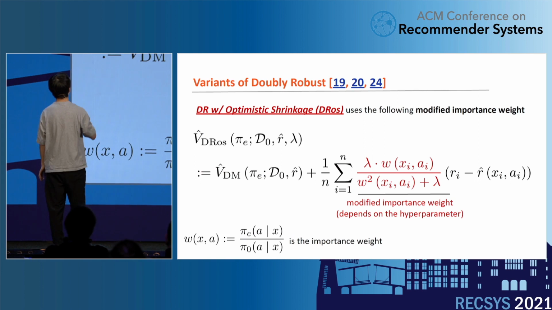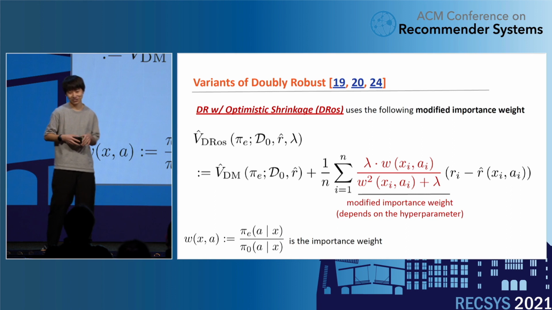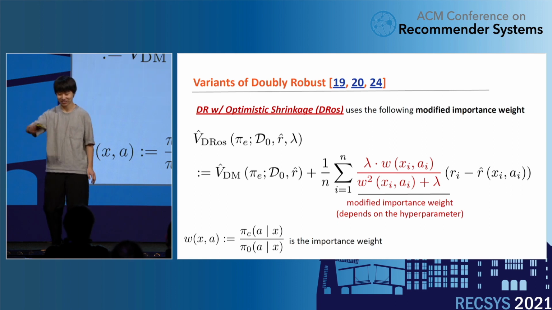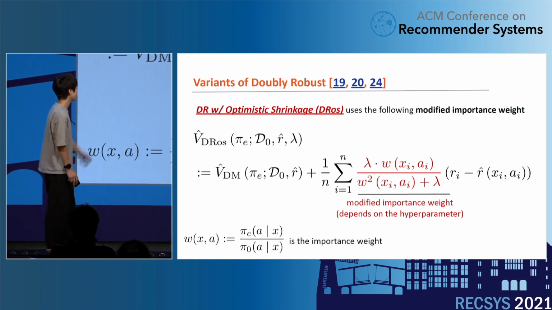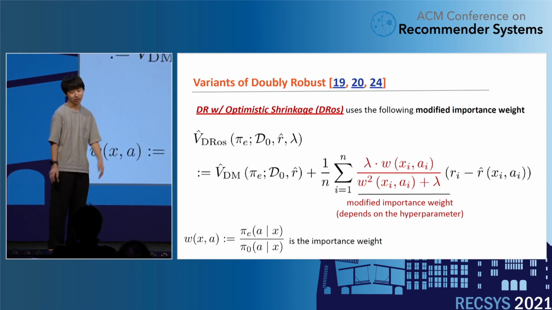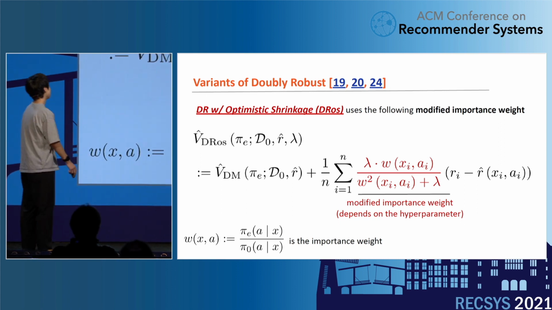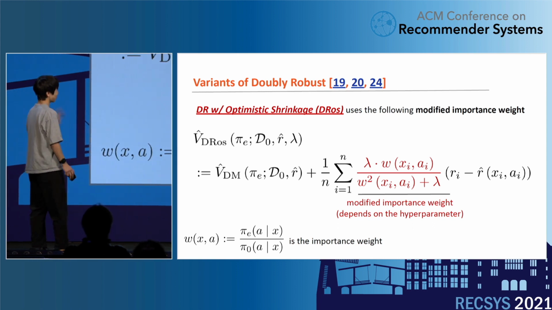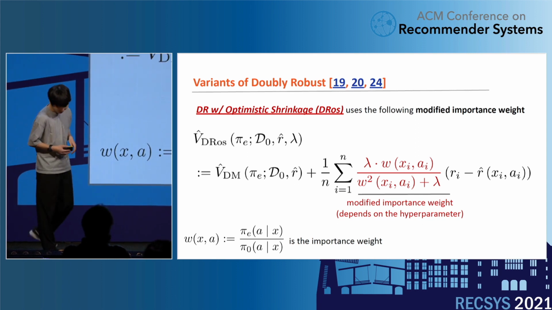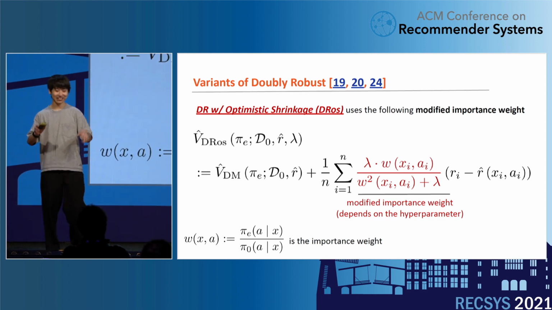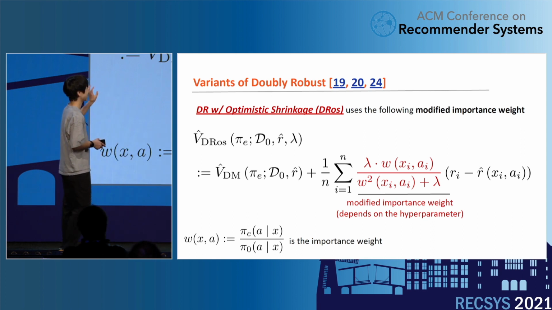And actually, there are some variants of the doubly robust in recent literature. I don't have time enough to go through every existing estimator and every detail in this tutorial, so if you're interested in details, please click the link and refer to the paper. But let me introduce the most recent estimator, at least in the contextual bandit setting, which is the doubly robust with optimistic shrinkage estimator. The name of the estimator is pretty long, so let me just call this estimator the shrinkage estimator. I think it's pretty easy, right?